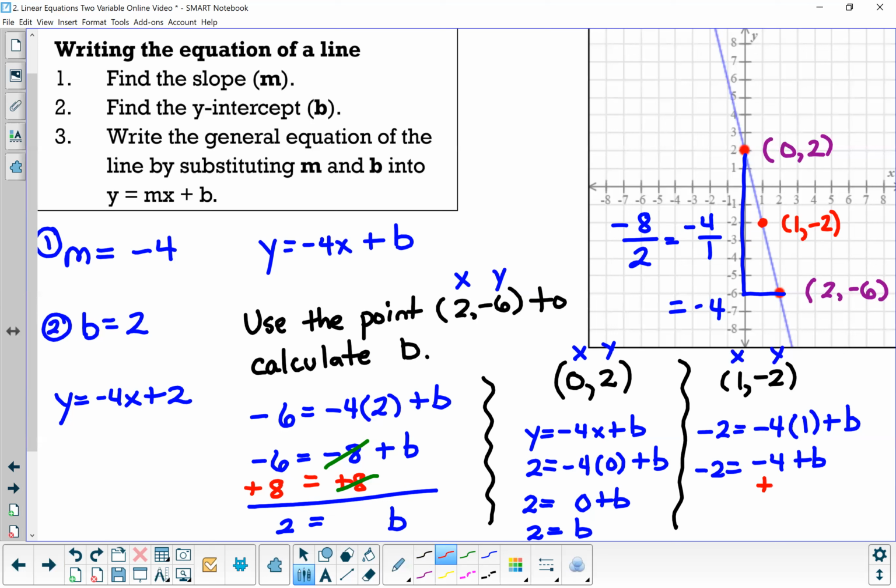If I add 4 to each side, that gives me 2 is equal to negative 4 plus 4 is 0, b. It does not matter what point you pick on the line. It's going to give you the same b every time.